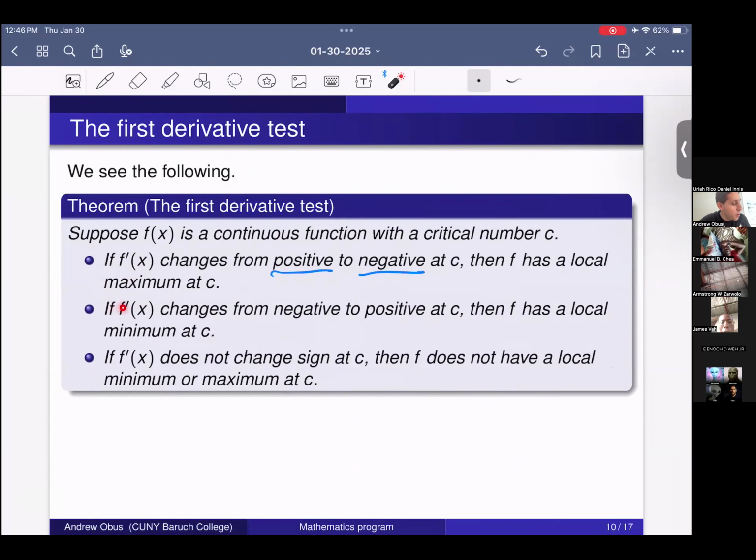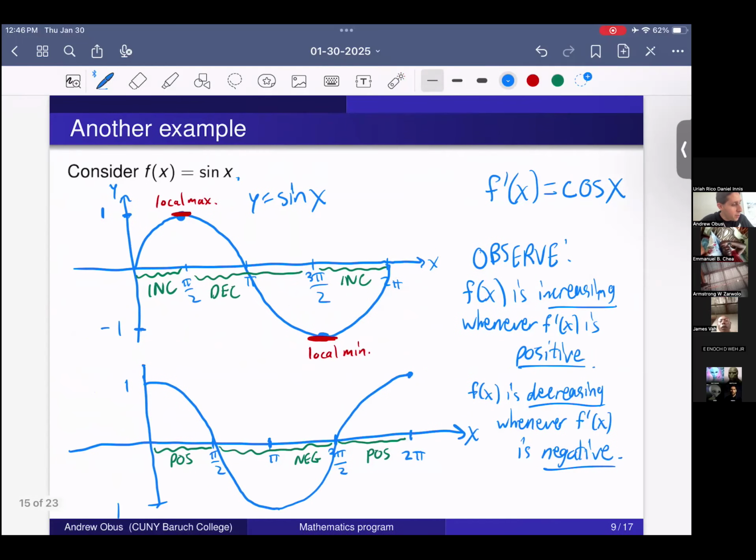Similarly, if the derivative goes from negative to positive at c, then f has a local minimum at c, right? So if it goes from negative to positive, then you have a local minimum. And that's exactly what we have here as the local minimum. At the local minimum, this value 3 pi over 2, that's c. The derivative, which is down here, goes from negative up to positive, right? So I should say this here is y equals cosine of x. So at the local minimum, the derivative goes from negative to positive.